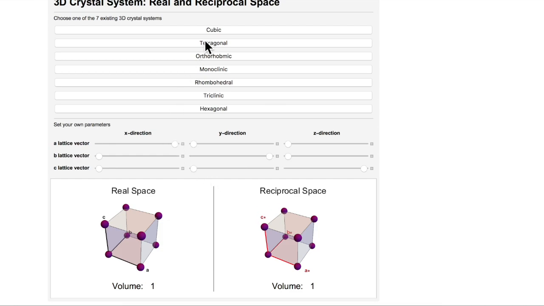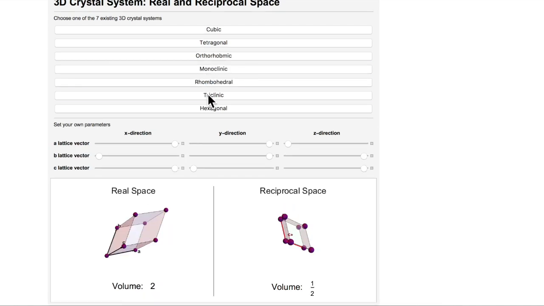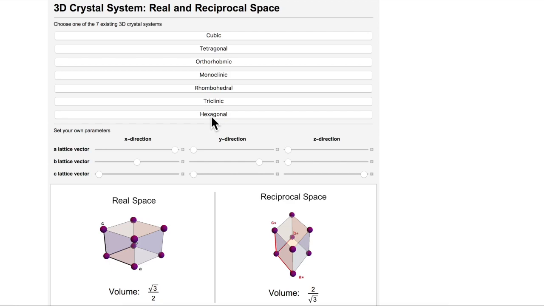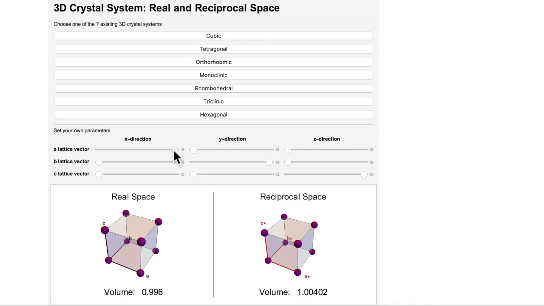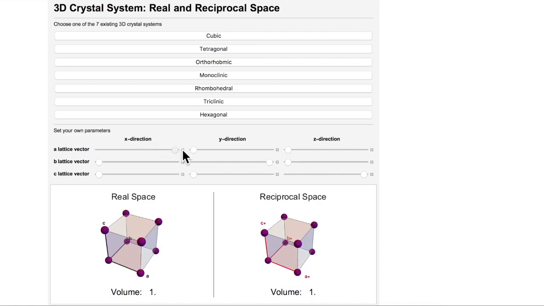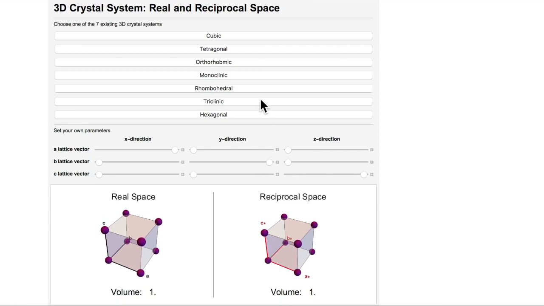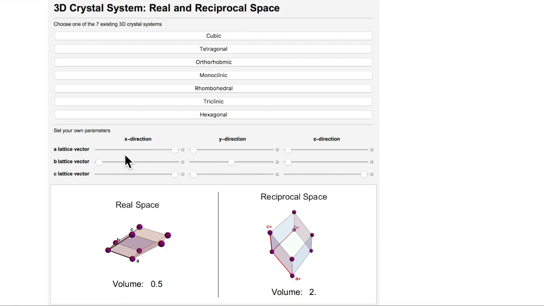As you can see, as I change the size of the real unit cell, the volume between the 2 cells move in opposite directions. As the lattice vectors change, the change in shape and volume of the unit cells are clearly different. For the simplest example, in cubic, if we shrink the unit cell in real space, it expands in reciprocal space. You can see this kind of behavior in any of the unit cells.